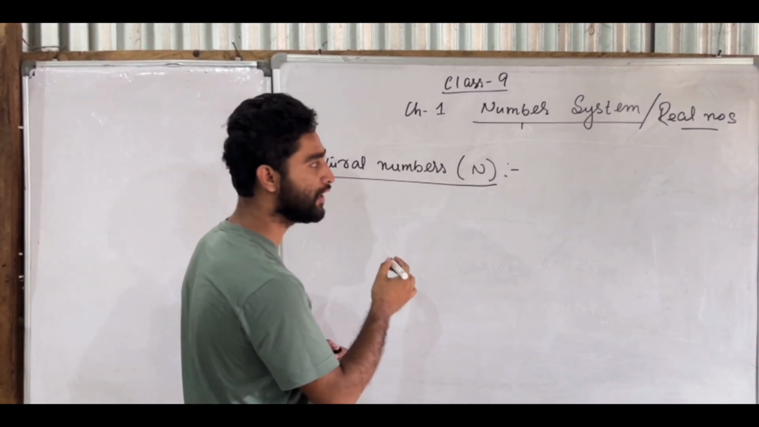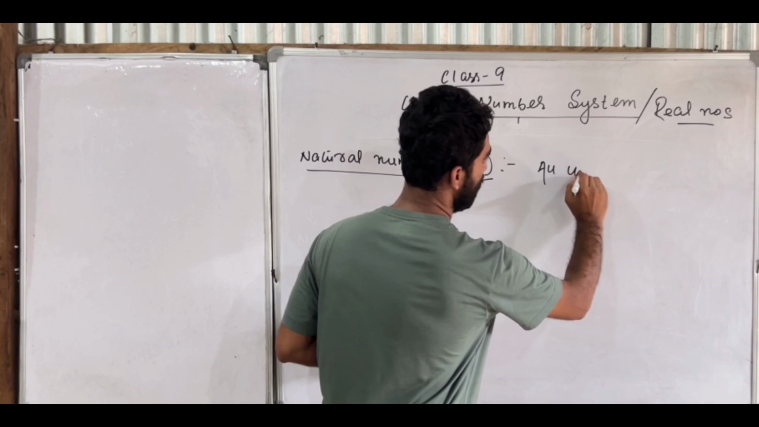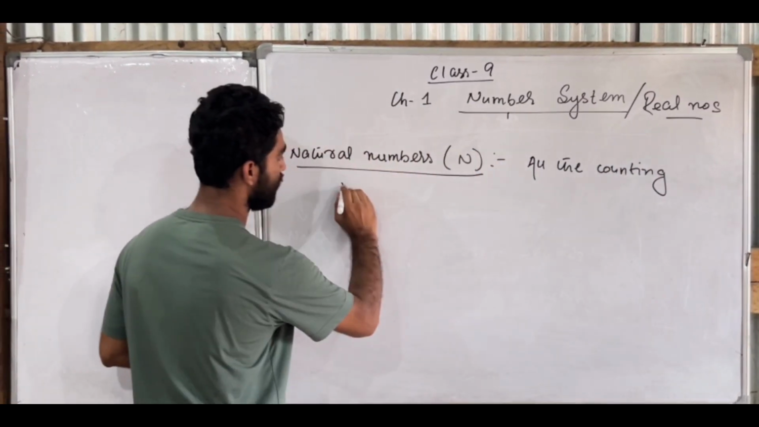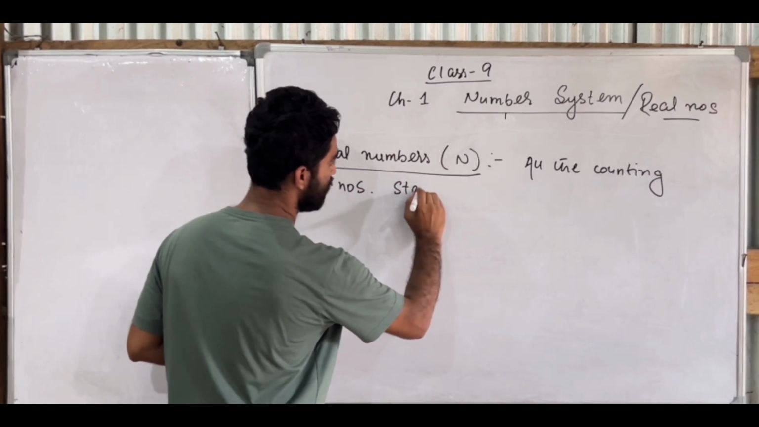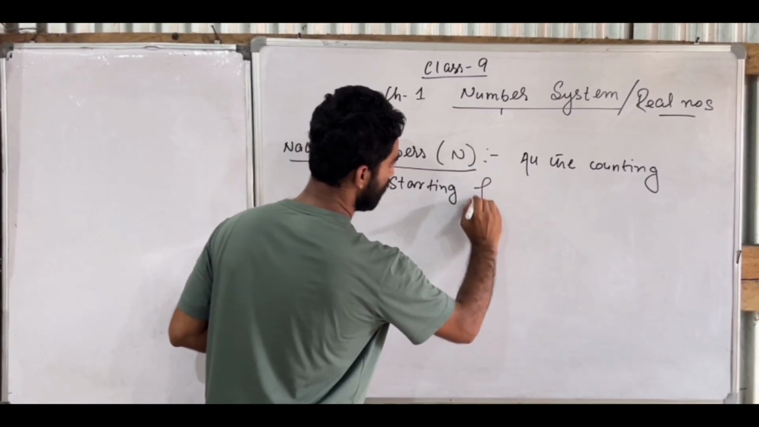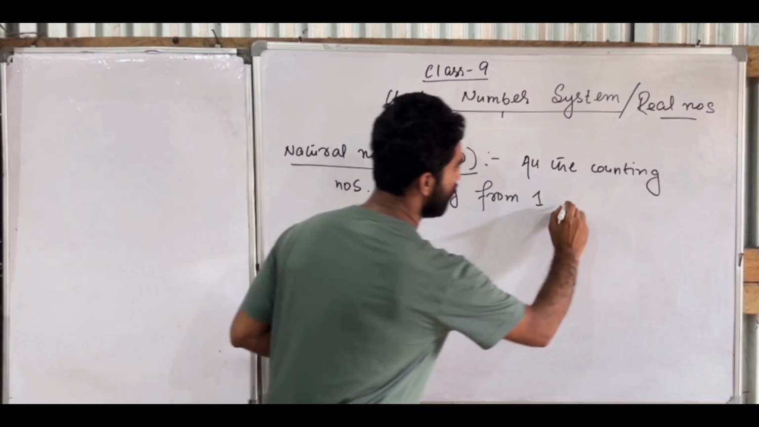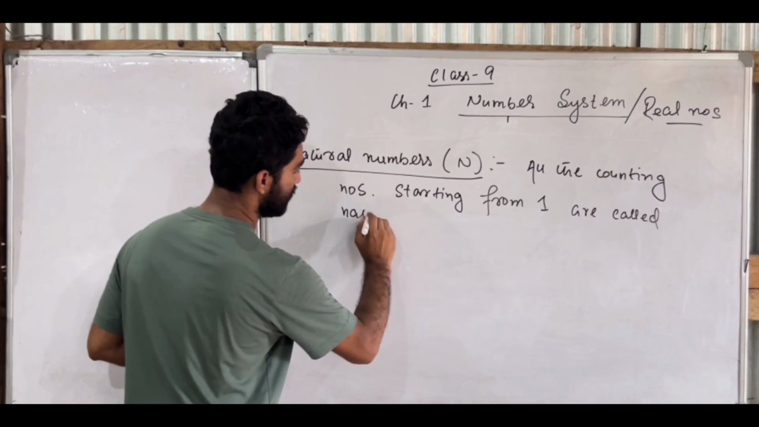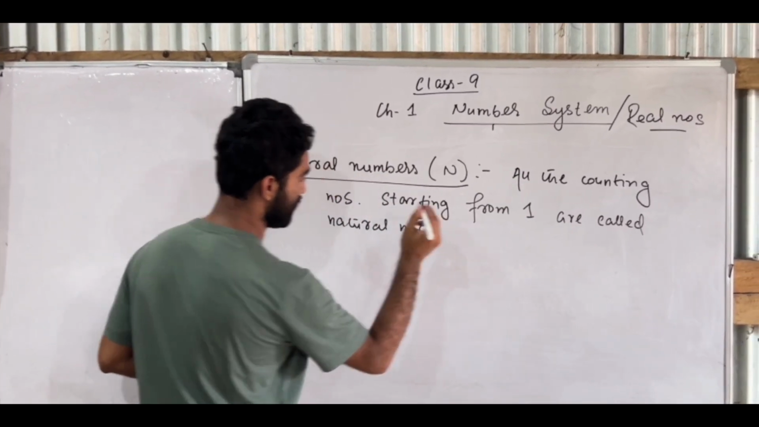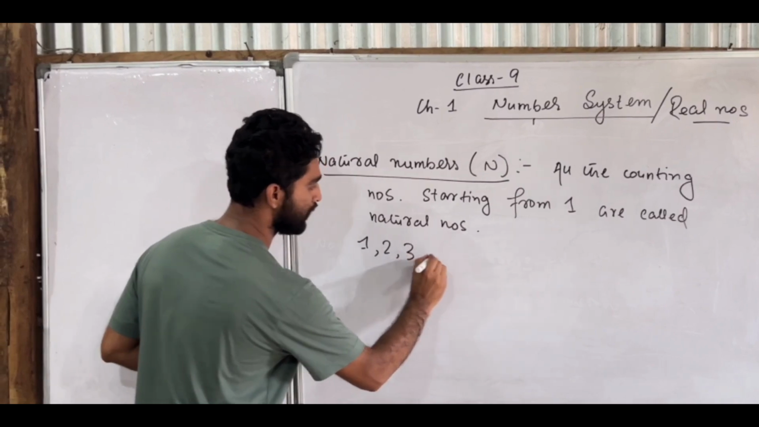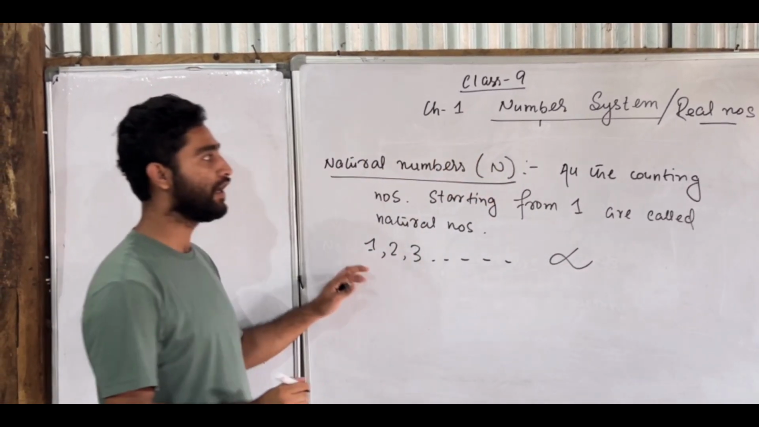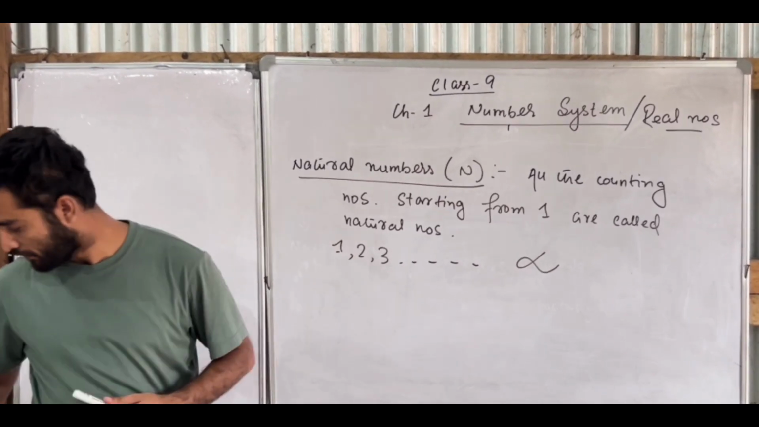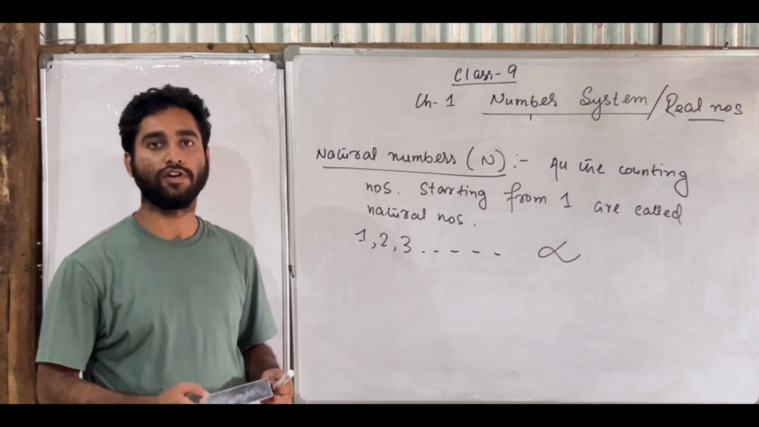So what will be the definition of natural numbers? All the counting numbers starting from 1 are called natural numbers. So 1, 2, 3 like this till infinity, all are called natural numbers. So all the counting numbers are called natural numbers. Then our next type of number is called the whole numbers.